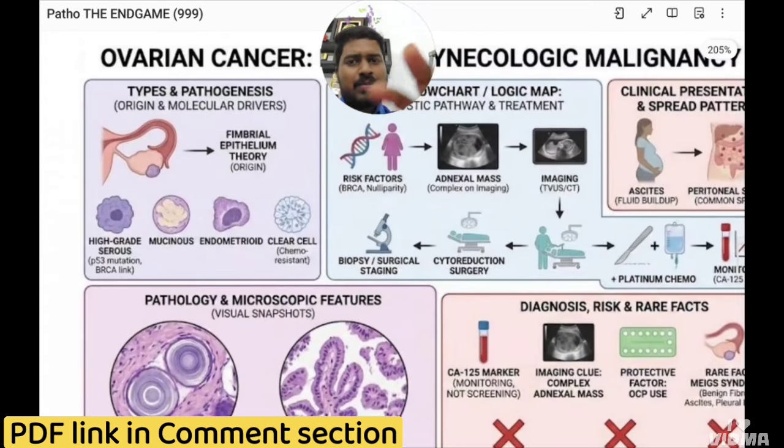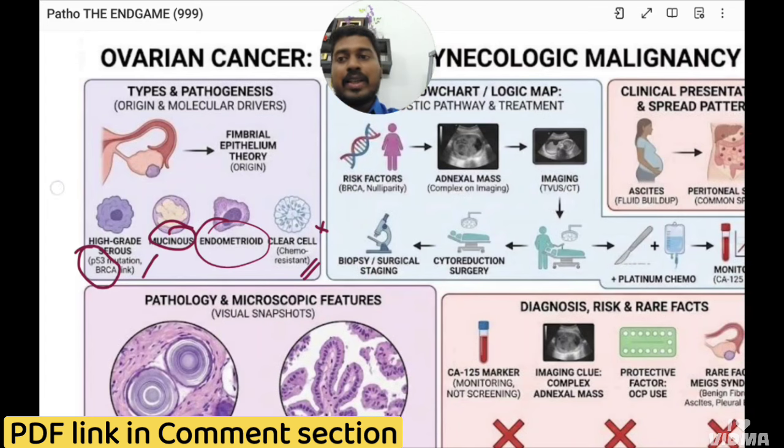There are basically four histological types of ovarian cancer. One is serous carcinoma, then mucinous, endometrioid and clear cell, out of which clear cell is very bad because it is chemoresistant. High grade serous carcinoma has a P53 and BRCA link. Endometrial carcinoma had which mutation? PTEN mutation. Remember, PTEN, and EN stands for endometrium. Similarly here it was P53.